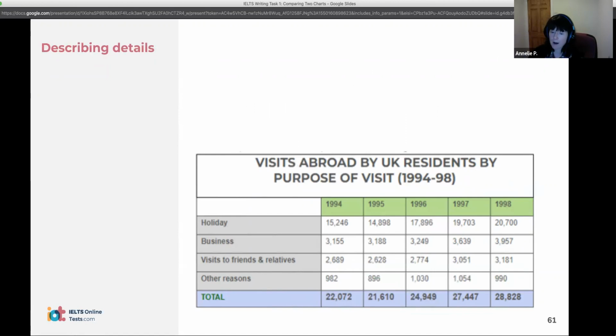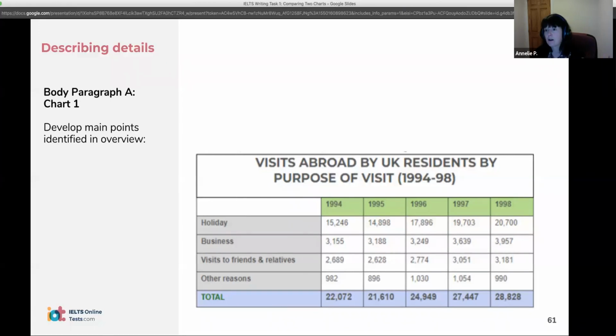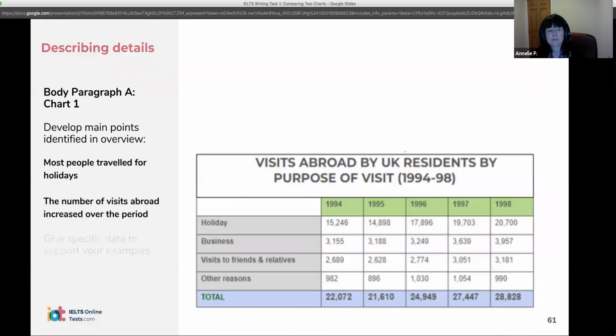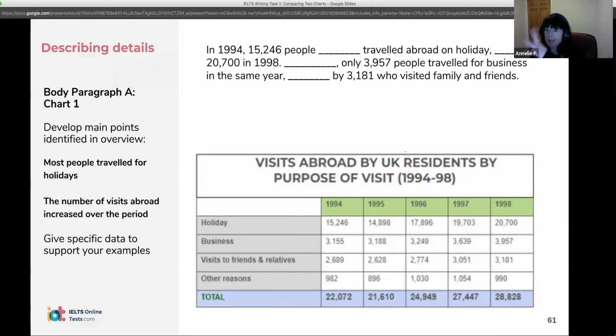So we're going to have one paragraph about the table, and then we're going to have one paragraph about the bar chart, okay? So as we said, develop what you've started to talk about in the overview, giving some specific information. Very, very important, as I said before, in the body, use the figures, okay? Use the figures, very important, okay?